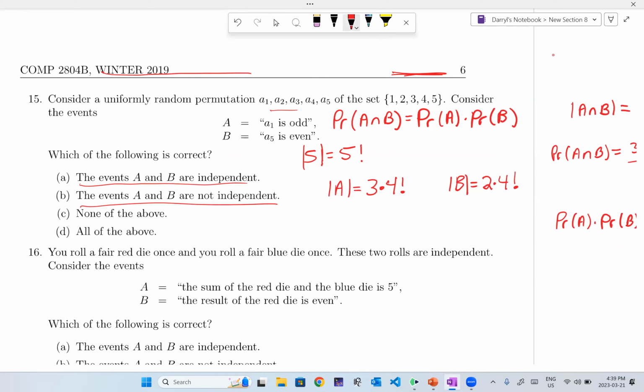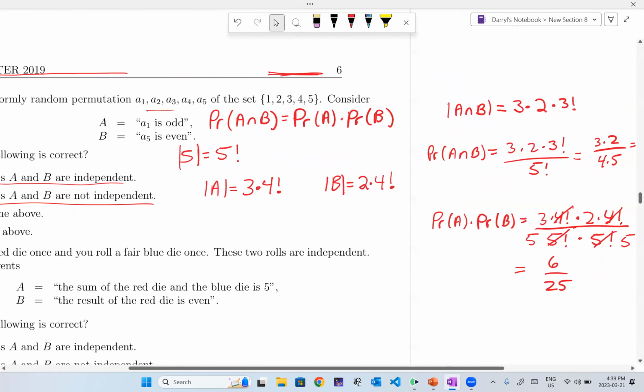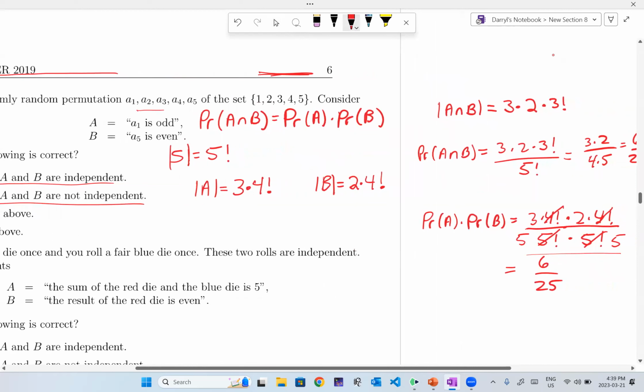Yeah. And you're not taking the size of A divided by the size of B. I mean, that's how you get the probabilities, right? So I sort of did all that in one step. So can we just directly come to the conclusion that if A and B are not the same, then they're not independent?